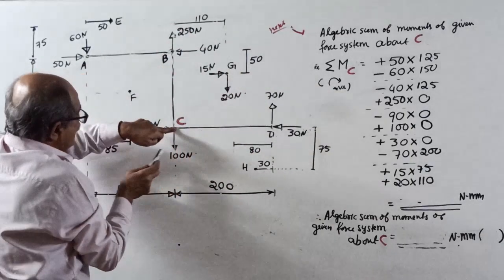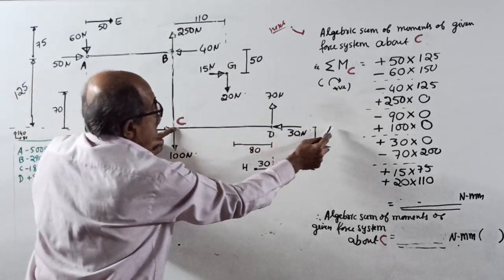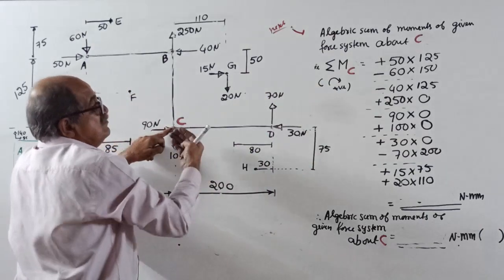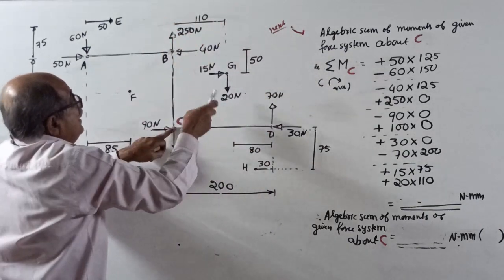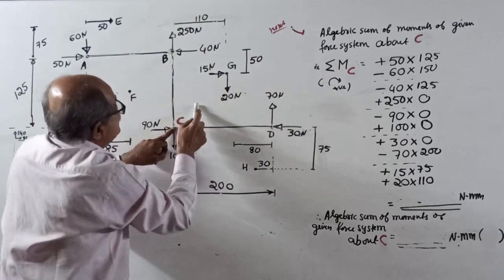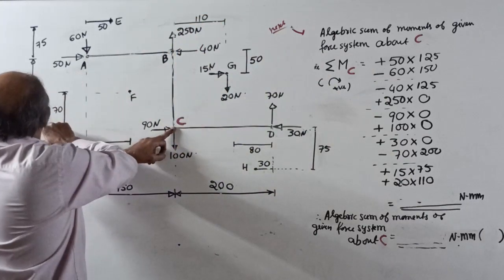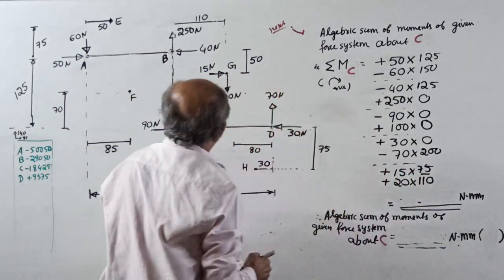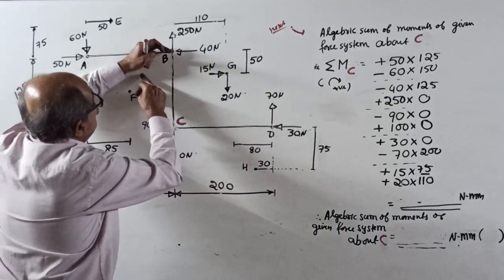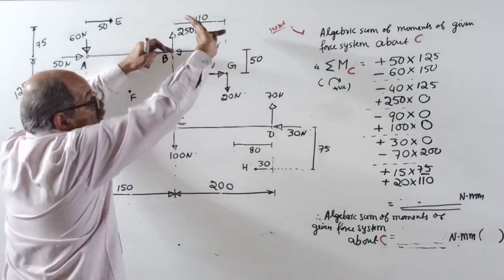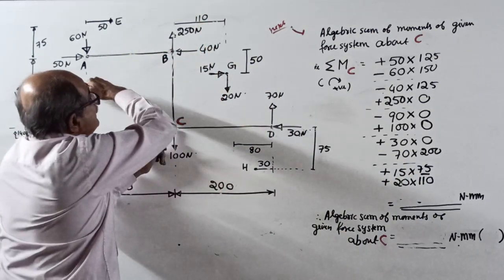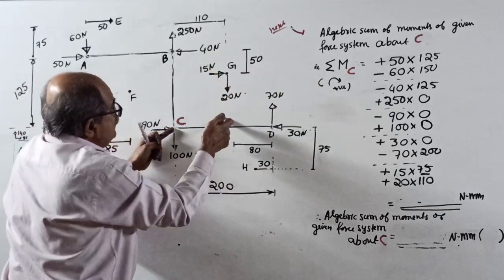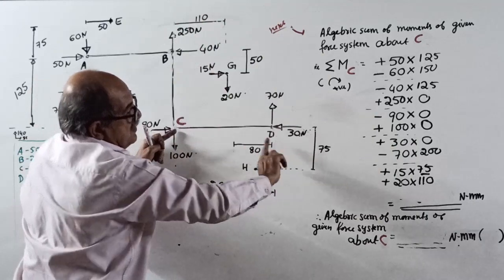250 will pass through this point. 250 into 0, 90 into 0, 100 into 0. Even 30 also into 0. 70 into 200, anti-clockwise. 15 into now this distance. How much is it? From 125, subtract 50, it is 75. See, a little earlier for B, 15 into 50 was anti-clockwise. But now about C, the same 15 into 75 is clockwise. Then 20 into this distance, 110, clockwise.